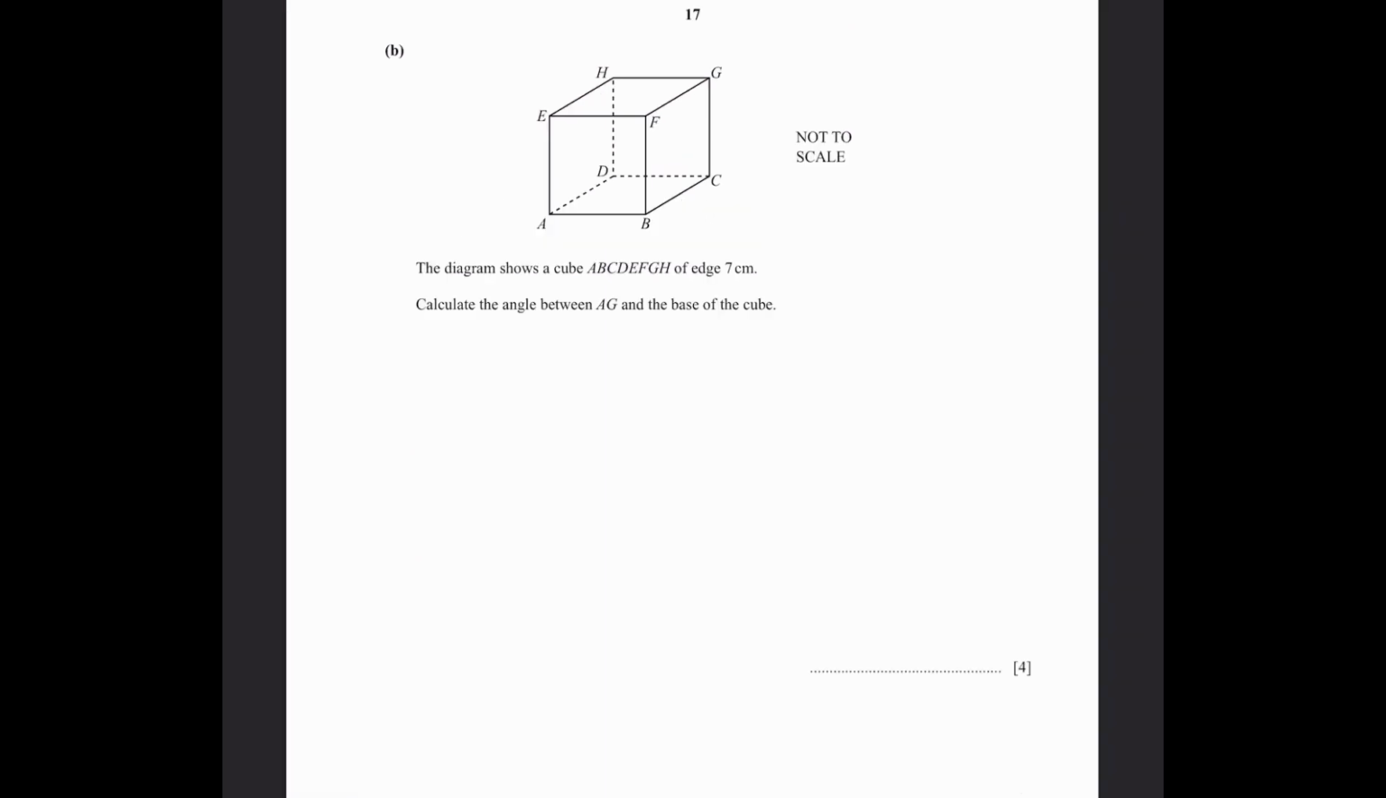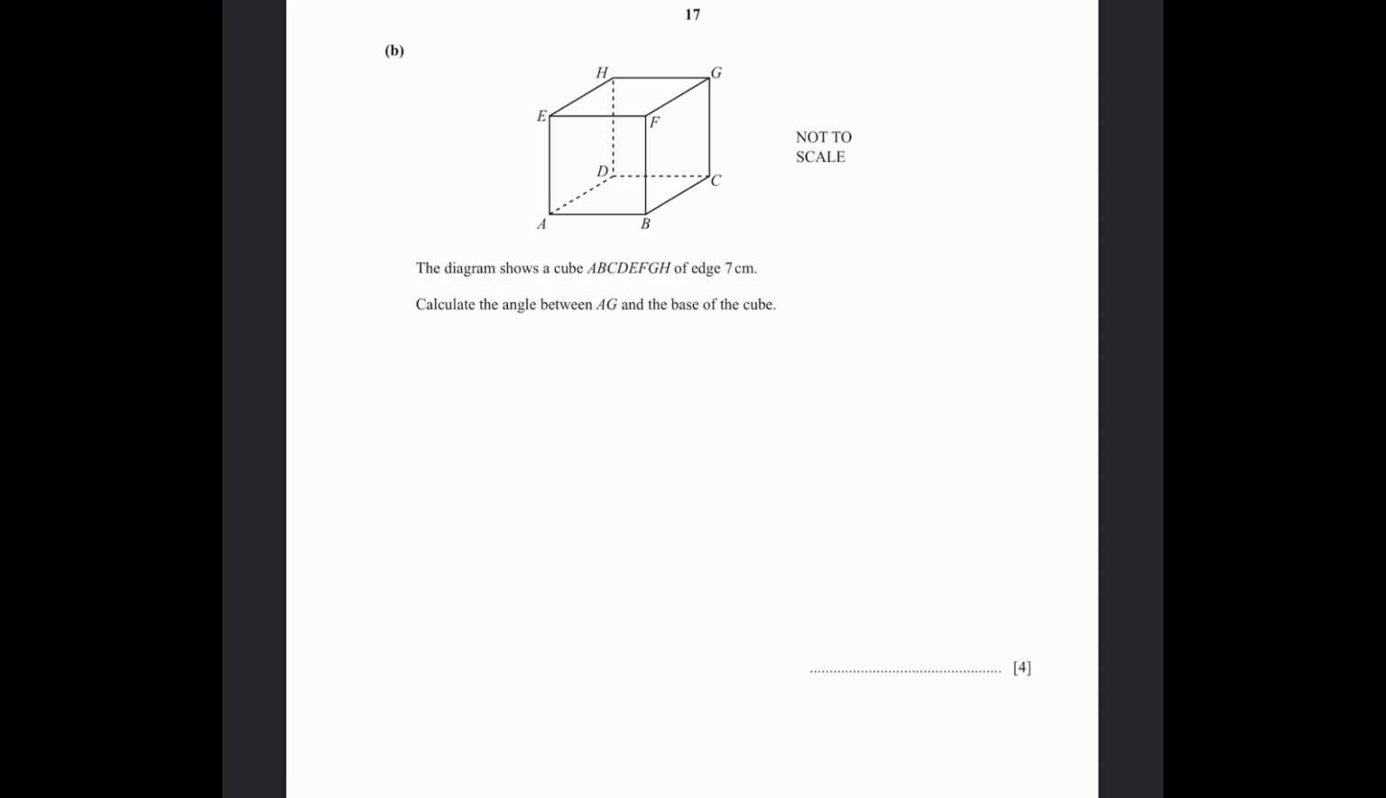The diagram shows a cube ABCDEFGH of edge 7 centimeters. So any of the edges are 7 centimeters. And calculate the angle between AG and the base of the cube, ABCD. So AG is the line connecting the bottom left front corner of the cube to the top right back corner of the cube. And this is the longest line which can be drawn inside the cube.